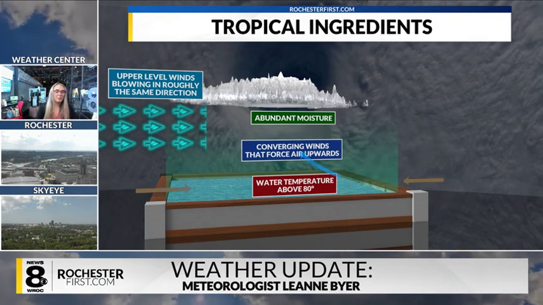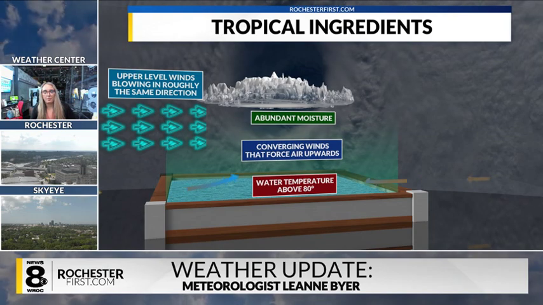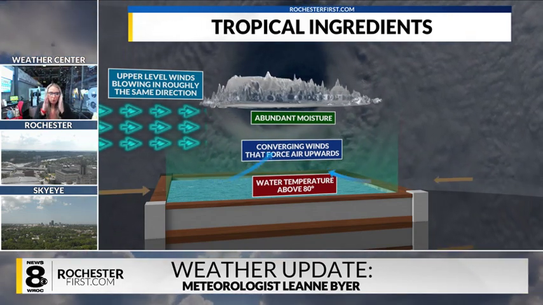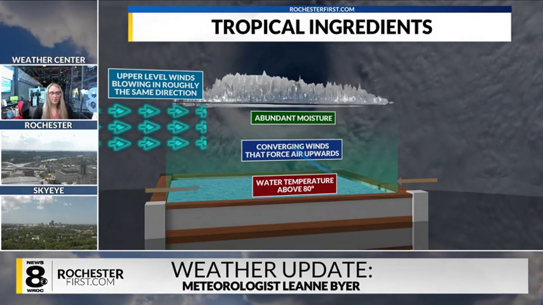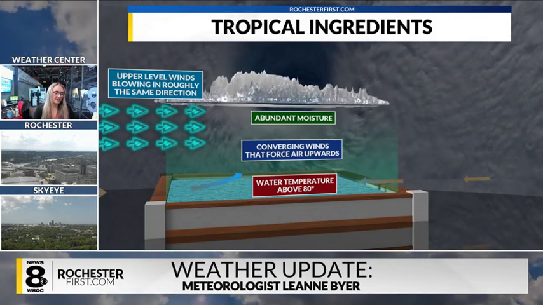And lastly, you need upper level winds blowing roughly in the same direction. So you need these upper level winds to be a little bit weaker and not as strong, because the formations of these tropical systems are very delicate, and anything like chaotic winds or anything can disrupt it.